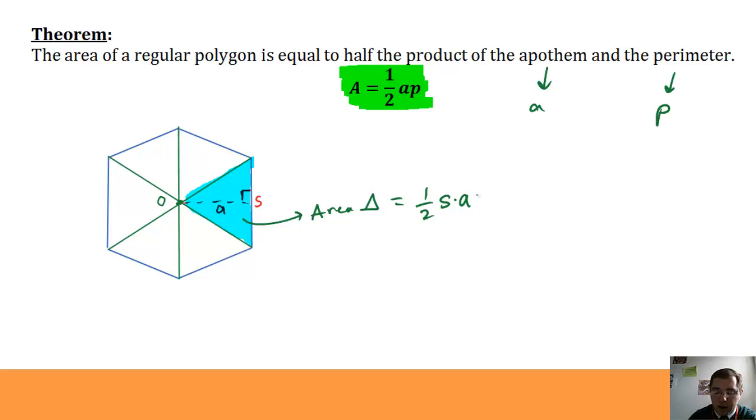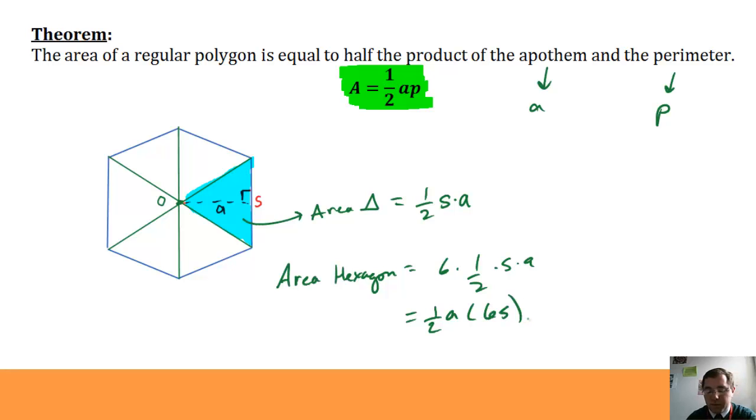So that's just one triangle. How many of them are there? There are 6. So if I want the area of the hexagon, I'm going to take 6 times 1/2 of S times A. Well, multiplication is commutative. I can rearrange the order of things here. So I can say that's 1/2 of A times 6S. S is the length of a side, so 6 times S is going to be the perimeter, because there are 6 sides. And that's exactly where we get the formula.